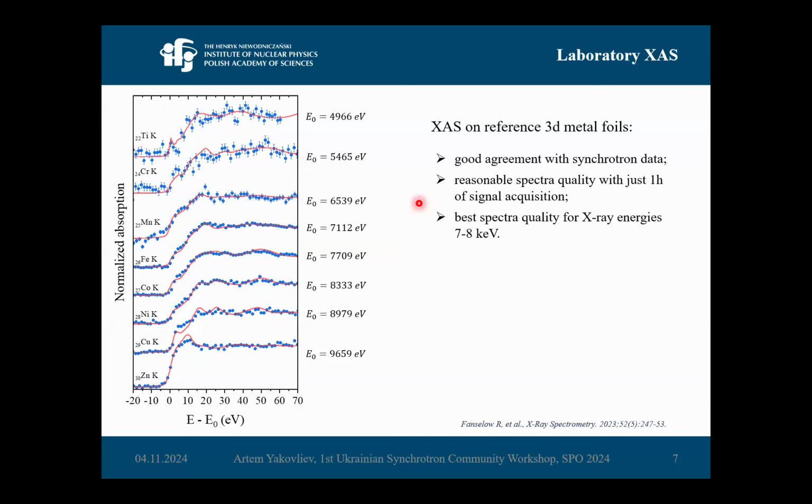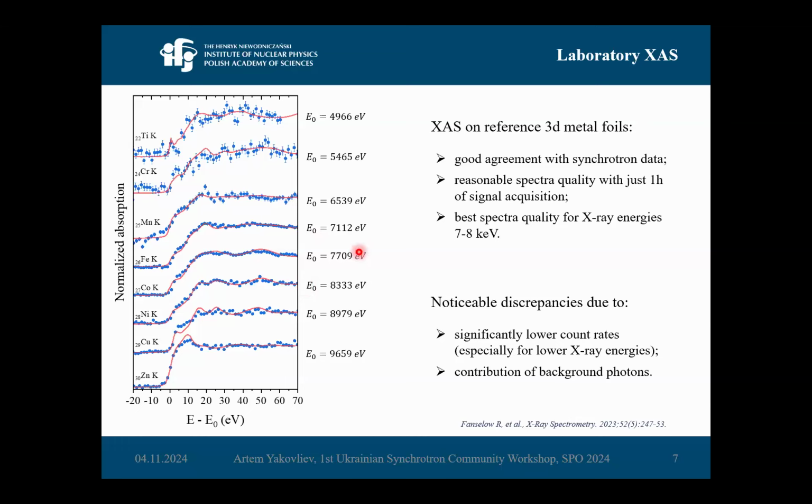And here are some examples of what type of spectra we can get in our lab. These are the spectra for 3D metal foils, so from titanium to zinc. As you can see, the blue dots are the data from our setup, and the red line is the reference data from the synchrotron. And we have quite good quality spectra in the range from 7 to 8 keV. We can get this kind of data in 1 hour exposure time, and they are in good agreement.